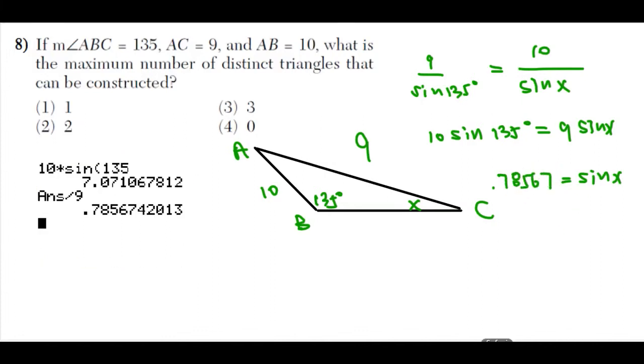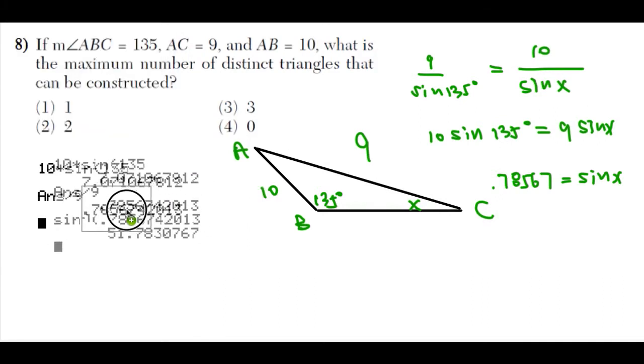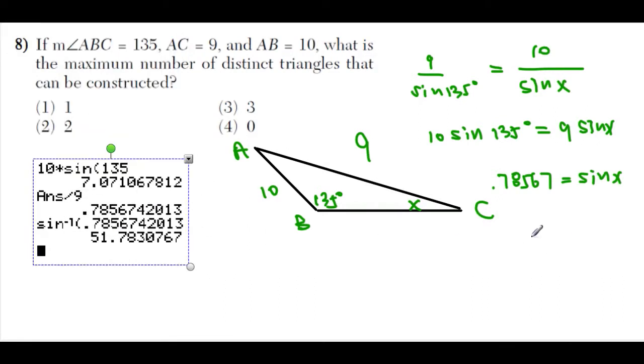0.78567. Now, then what we're going to do is we're going to do the second sine to figure out the value of x. So second sine of that value, we get 51 degrees. Okay, x equals 51 degrees, or 51.8 degrees. How about that? Then if you plug that in, can we make a triangle? The sum of these two angles is already over 180 degrees, so that's not possible. Once again, therefore, the answer is 0 triangles.